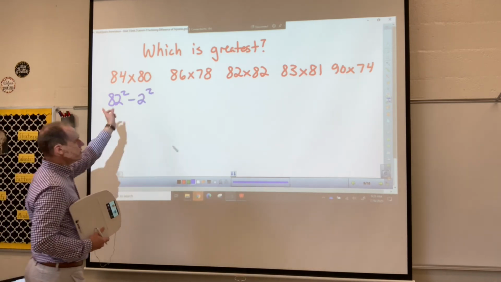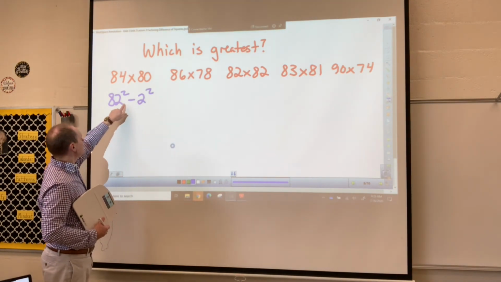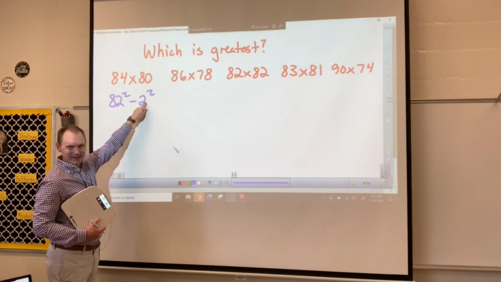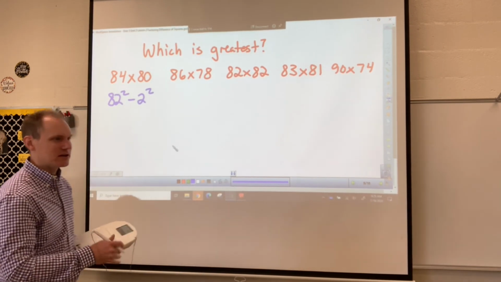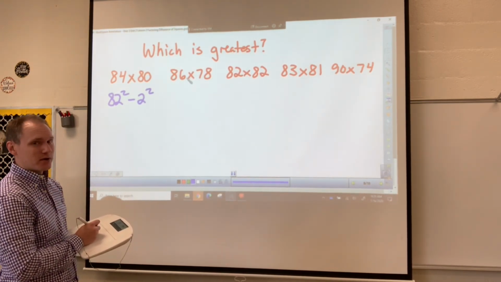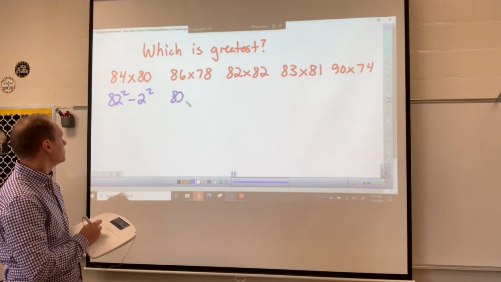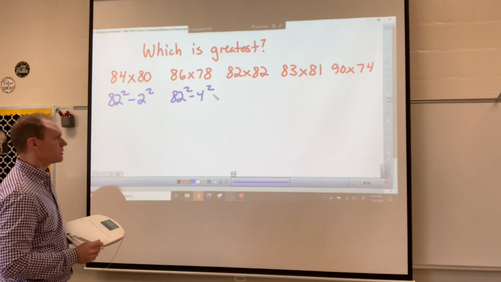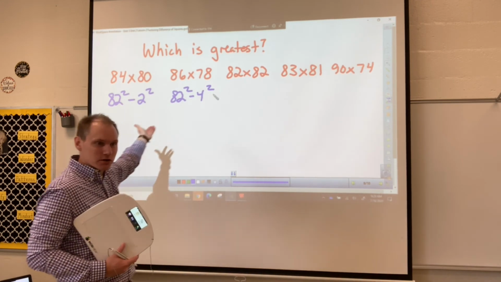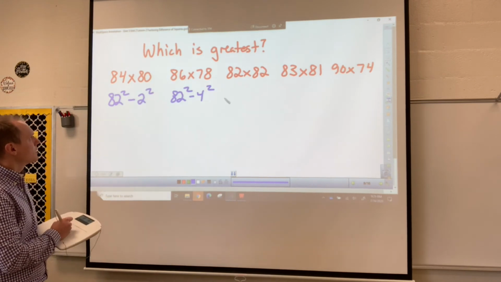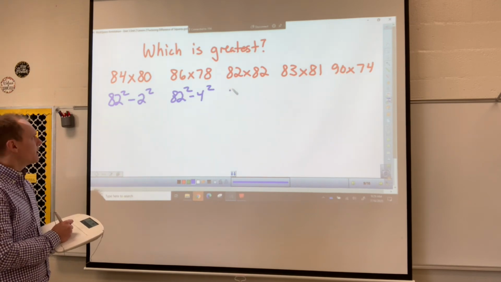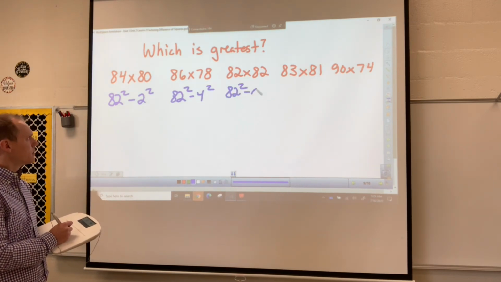Now let's think about, as we go through here, what's going to be the greatest, since they all have a middle value of 82, is whichever one subtracts the least amount, right? It's going to end up being the greatest output. So this one's going to be 82 plus 4, 82 minus 4. So 82 squared minus 4 squared. So which one's greater? This first one, right? We don't even have to calculate it, but we know it's greater because we're subtracting less. This one is going to be 82 plus 0, 82 minus 0. So 82 squared minus 0 squared.